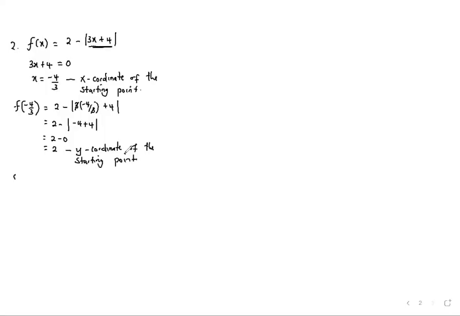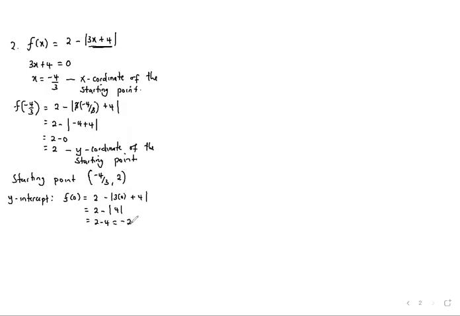So, what is our starting point then? It's going to be negative 4 over 3, comma 2. Now, let's find the y intercept. The y-intercept is f of 0, which is 2 minus the modulus of 3 times 0 plus 4, which is 2 minus the modulus of 4, which is 4. So we get 2 minus 4, which is negative 2.